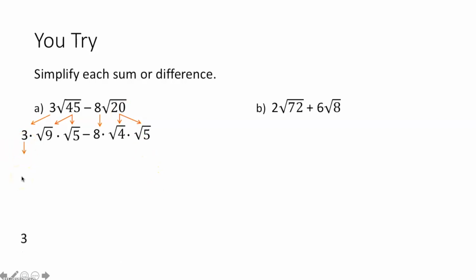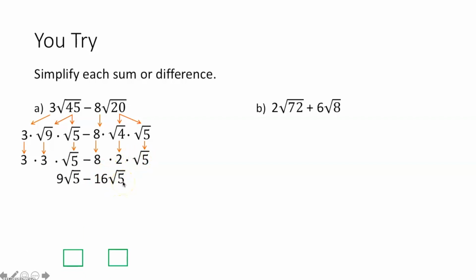The 3 stays out front. The rad 9, the reason we picked 9, it's a perfect square, so the square root of 9 is 3. The square root of 5, we can't break that up any further, so it just stays rad 5. We keep the minus 8 out here. The square root of 4, we picked 4 because it's a perfect square, so the square root of 4 is 2. And then rad 5, can't break that up any further, so it just stays rad 5. Now we combine these, so 3 times rad 5 is going to be 9 rad 5. Negative 8 times 2 times rad 5 is going to be negative 16 rad 5.